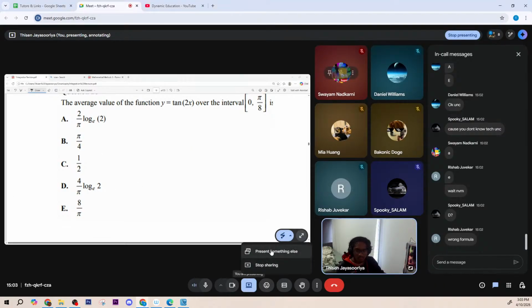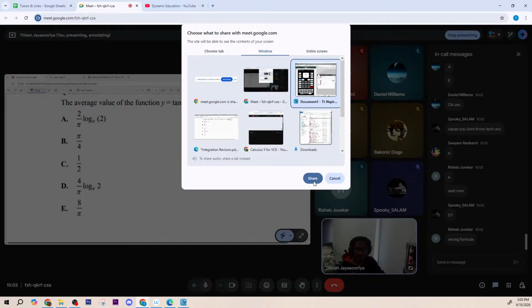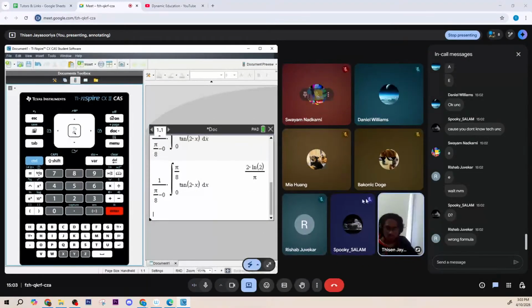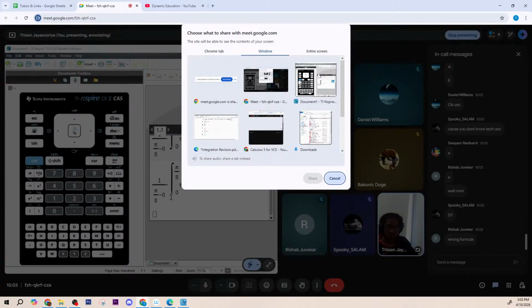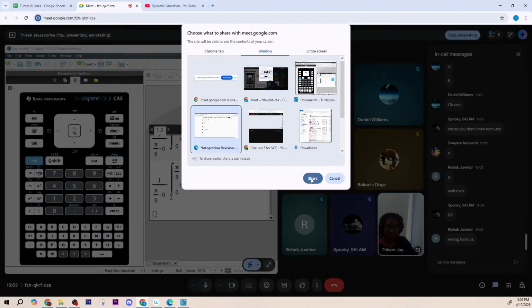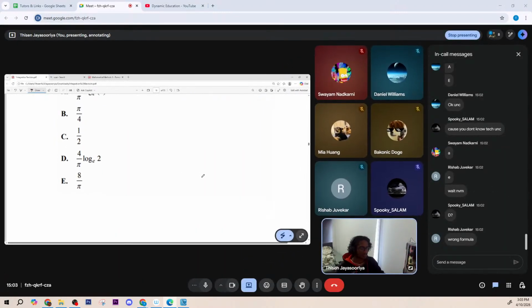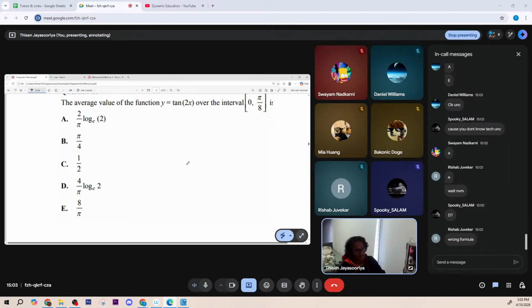Here, if I show off my CAS calculator, right? This is what my CAS calculator says. I plugged in the formula, I put in the function, I put in the boundaries, and I've got answer option A on this one. So we get answer option A for this one.